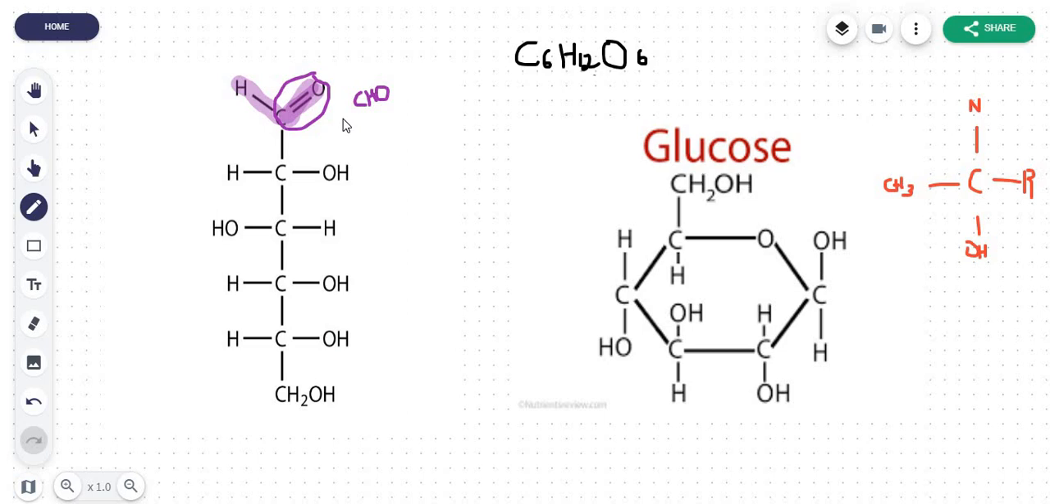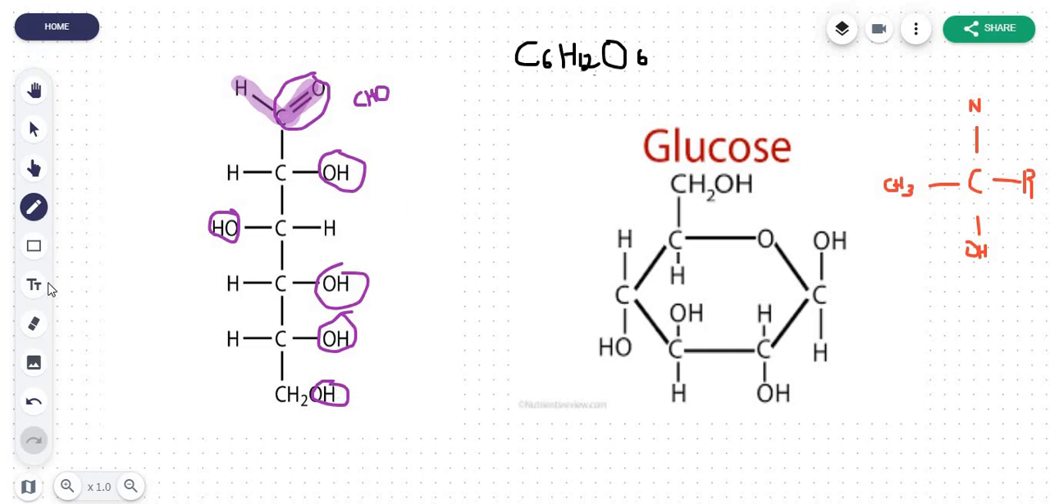And then there are 5 other functional groups as well. They're the same. OH, which is found in alcohol, also found in carbohydrates. That's one OH here, 2nd, 3rd, 4th, 5th, right? So basically 1, 2, 3, 4, 5. 5 OH groups and 1 aldehyde group. These are your functional groups, so remember them.